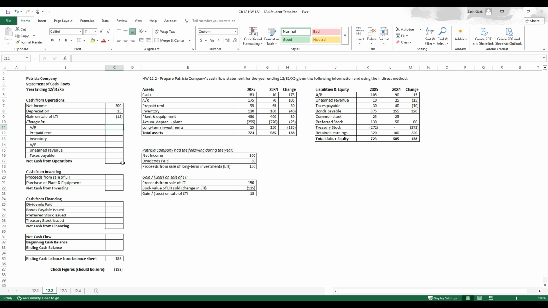All right, now we're down to the section that's going to talk to us about changes in other balance sheet accounts. So here we have AR going up. Again, remember, I like to think of it this way: when AR is going down, that means we're receiving cash. So when AR is going up, that's going to be a negative impact.